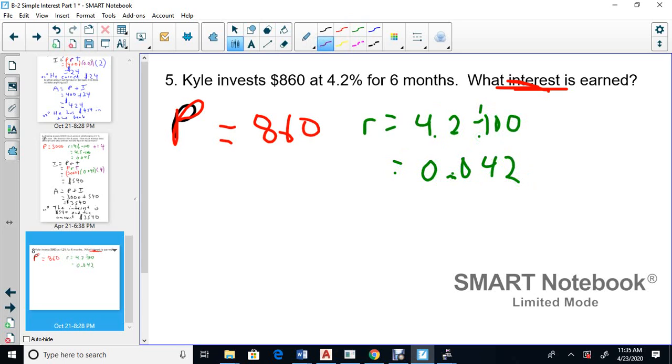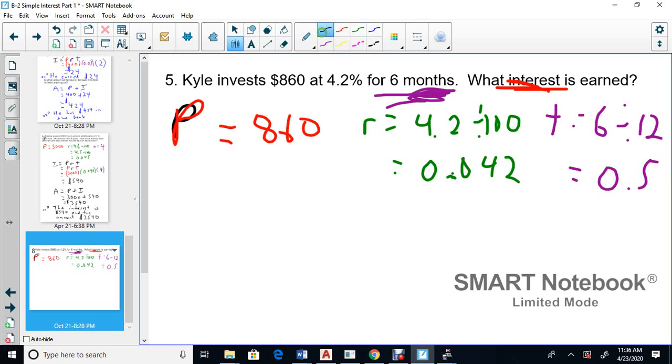And our last one's time. Interesting, time is 6 months. We got to convert that to years. So it's 6 months, not years. So we got to divide that by 12 because there's 12 months in a year, and you get 0.5. So, even I watch the multiple choice I give later on when I do the quiz. Make sure it's in years. I might throw one in that's in months, and you have to convert it, which is why we practiced our conversions.